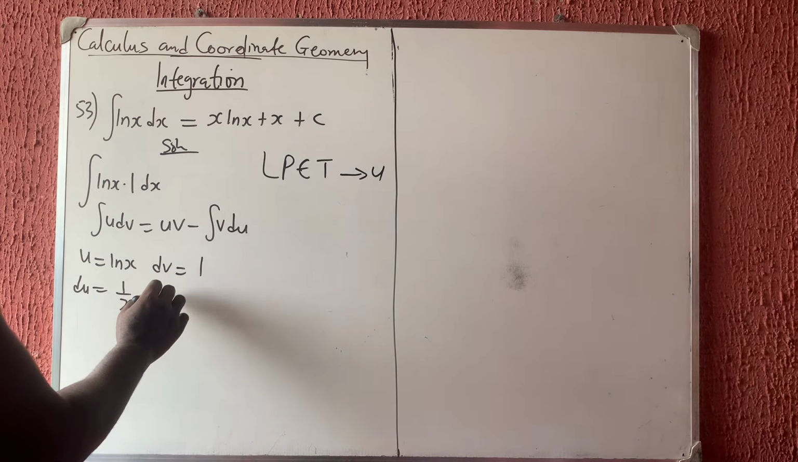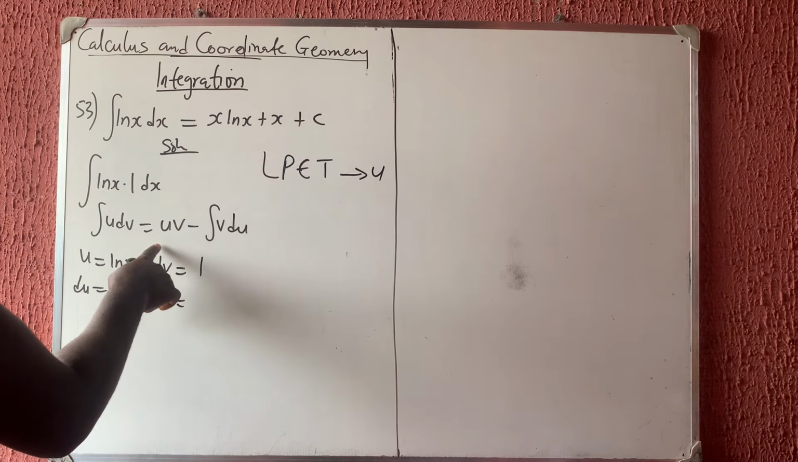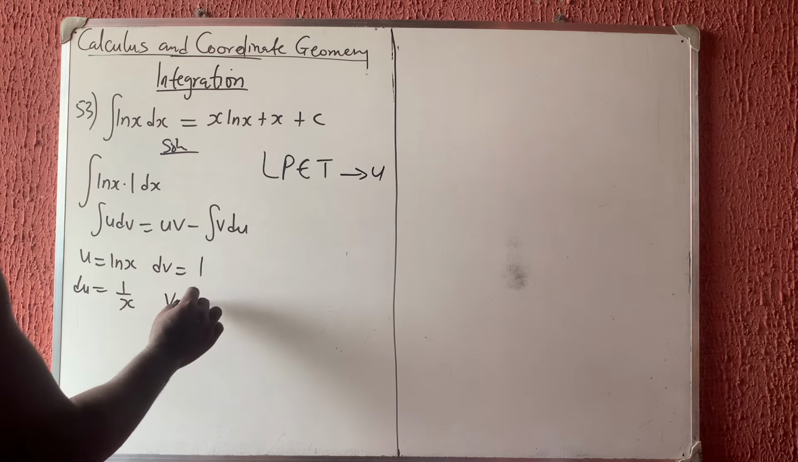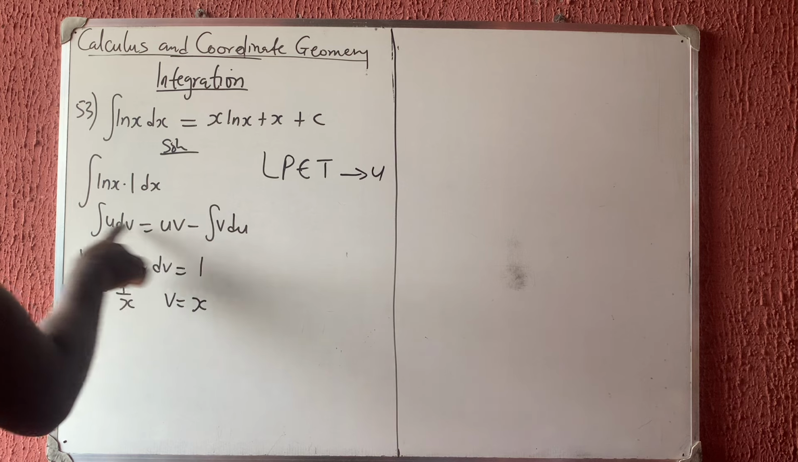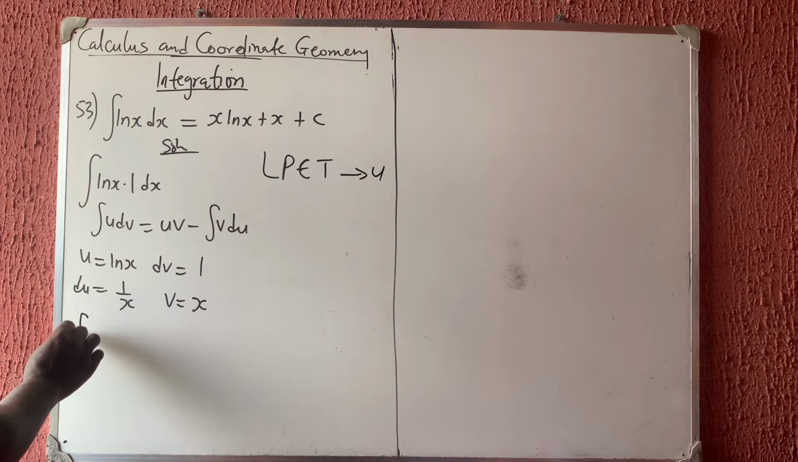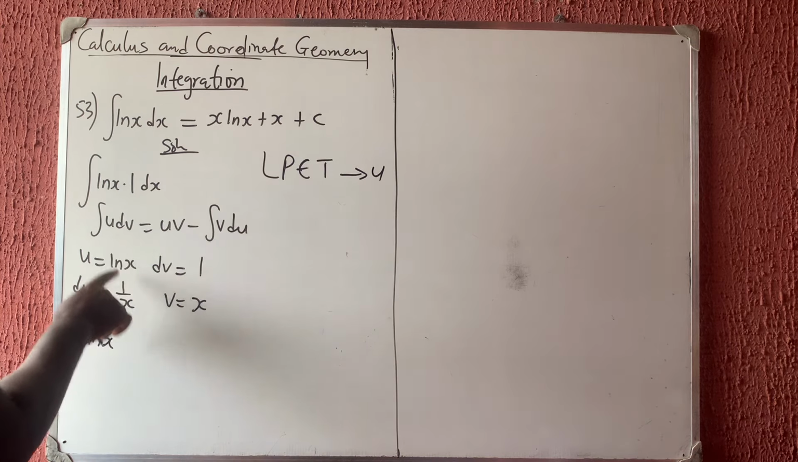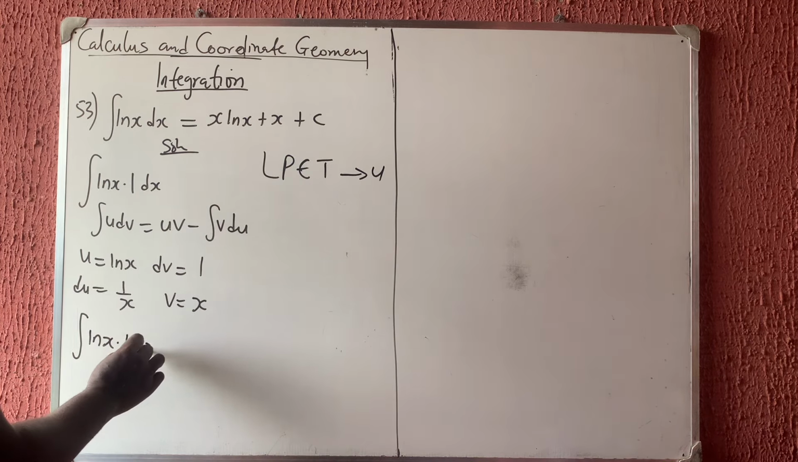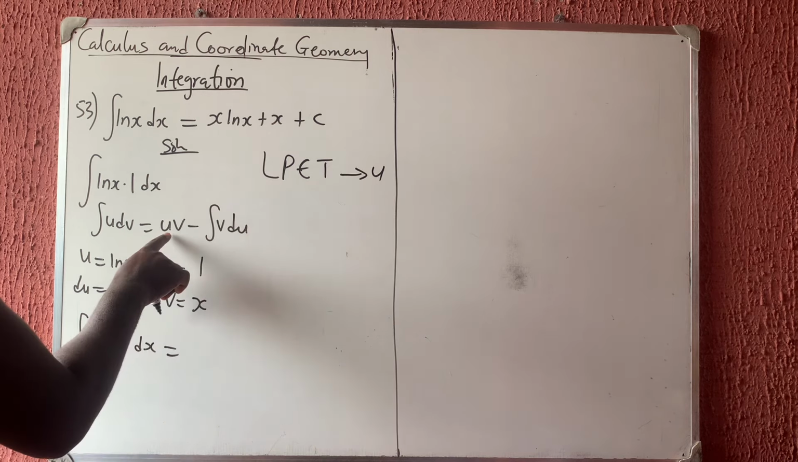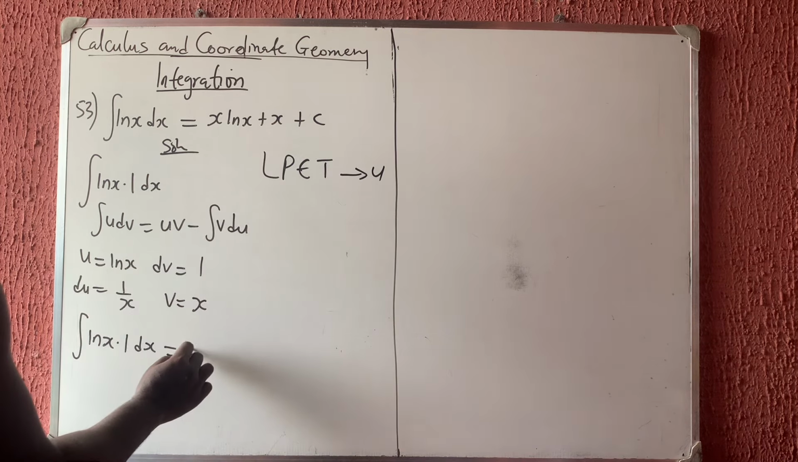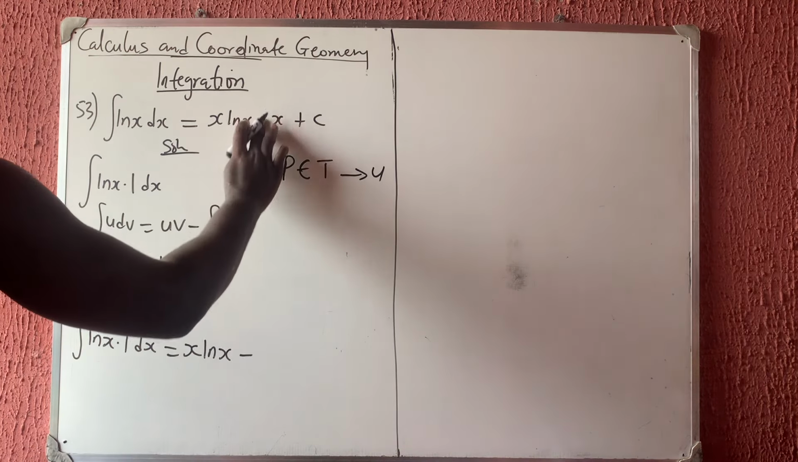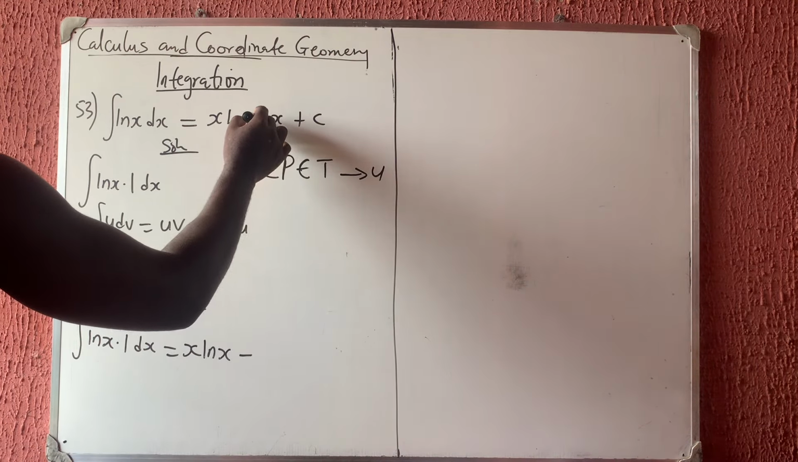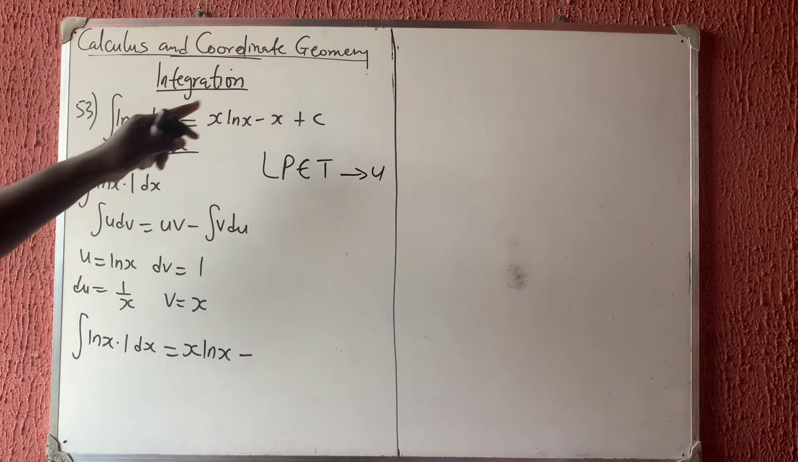Now, for me to get my v, I integrate both sides. Integration of dv is v. Integration of 1 will give me x. Okay, so I have gotten everything. Let me now substitute it in this formula. I'm going to have the integral of u, which is ln x, times dv, which is 1 dx, which is the question, is equal to uv, which is x ln x, minus, sorry, it should be minus and not plus.